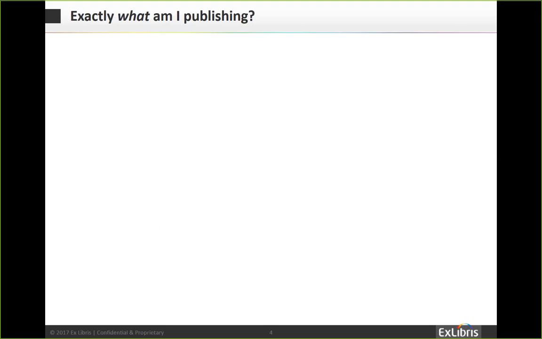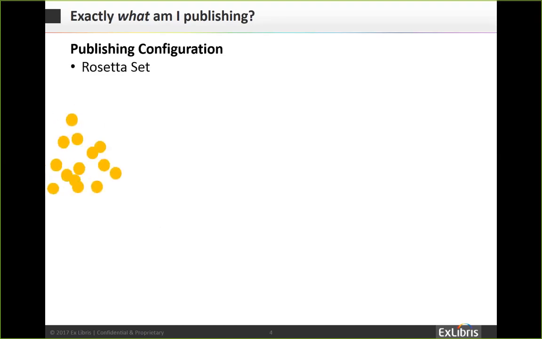So we're going to start off with a little bit of the basics. When you want to start publishing, you've got to ask yourself a couple of questions. Exactly what do I want to publish? How do I want my metadata to be converted? What format do I want it to be converted to? And where exactly am I publishing it? So this is all defined in the publishing configuration. We'll see that in a little bit in the Rosetta UI.